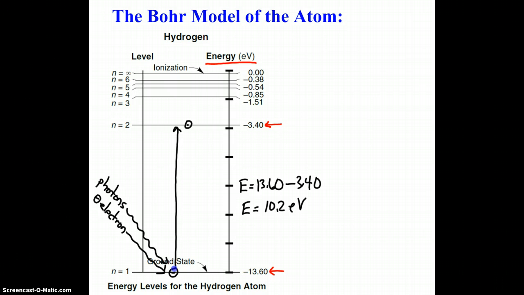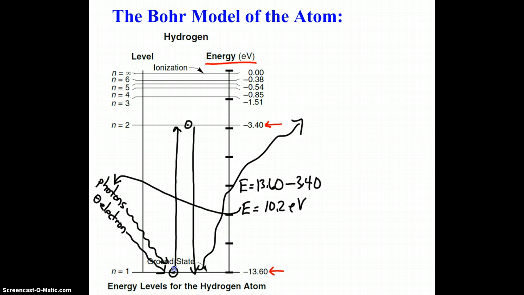That means this photon had to have exactly 10.2 electron volts of energy to excite an electron from n equals 1 to n equals 2. Likewise, if our electron now drops back down to the ground state, it would give off a photon with exactly that much energy, E equals 10.2 electron volts. Again, the exact difference between the energy levels.